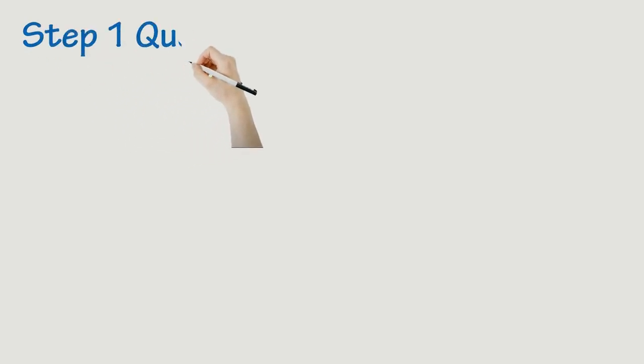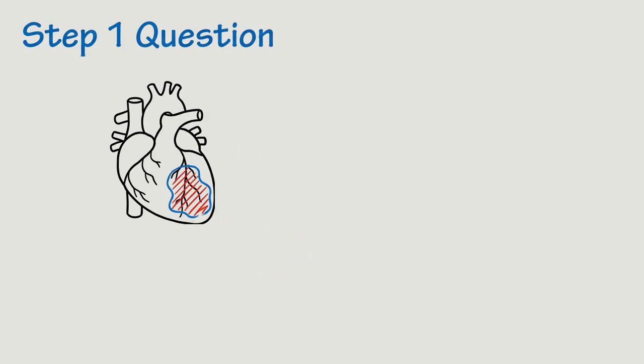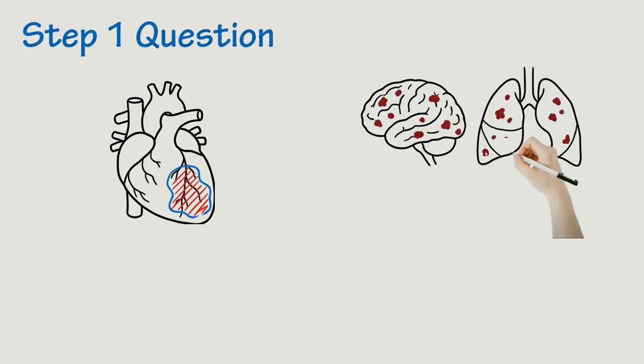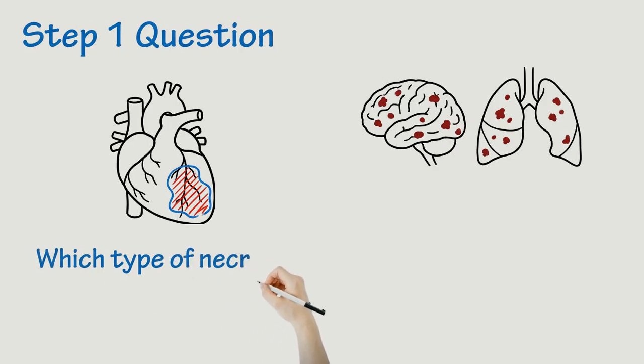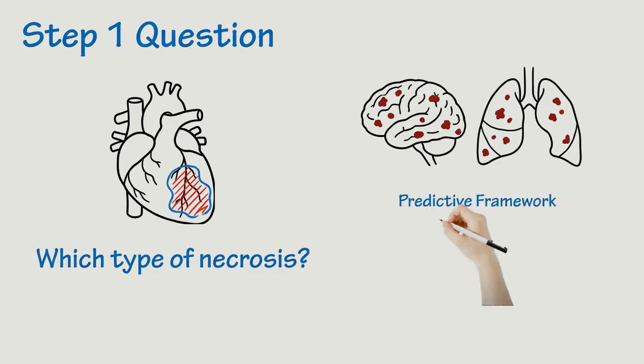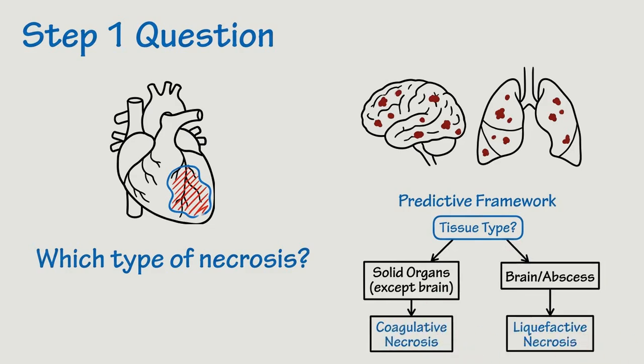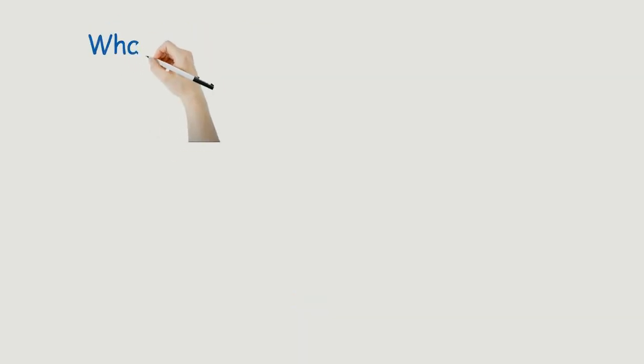Here's the step 1 question students dread. A patient has an acute myocardial infarction, another has an ischemic stroke, another has tuberculosis. All three have dead tissue. Which type of necrosis does each one have, and why are they different? If you've been memorizing a list, this session replaces that list with a single predictive framework based on the biology of the tissue itself. Let's go.